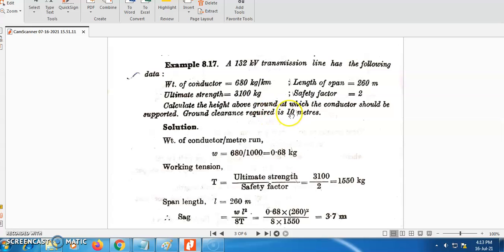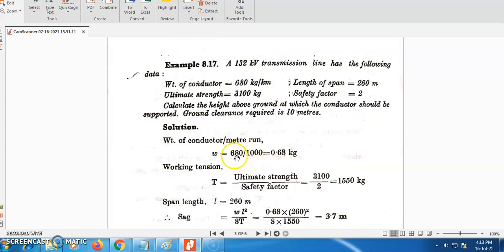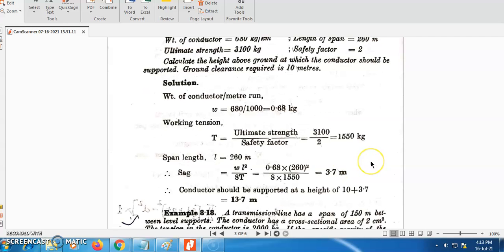Calculate the height above the ground at which the conductor should be supported. So the ground clearance required is 10 meters. The weight of the conductor per meter run is 680 kg per kilometer. Converting into per meter, that is 0.68 kg. Working tension is ultimate strength divided by safety factor, this we already know, and our ultimate strength is 3100 divided by 2, 1550 kg.